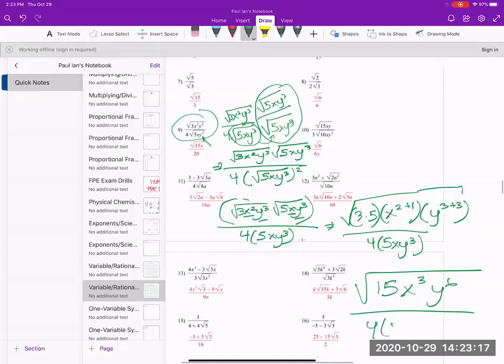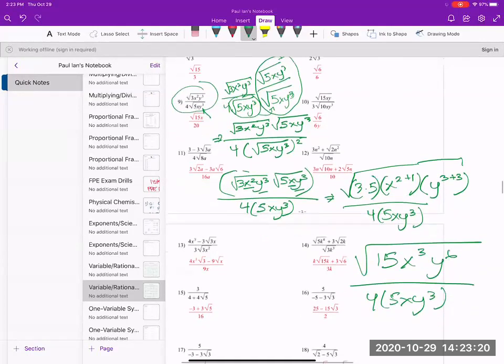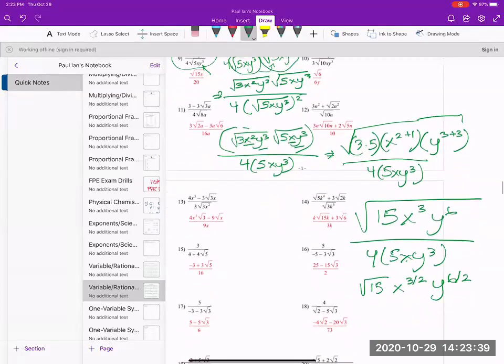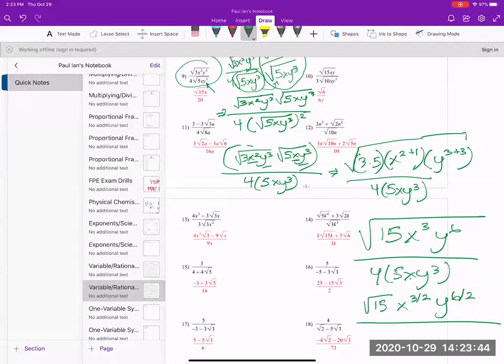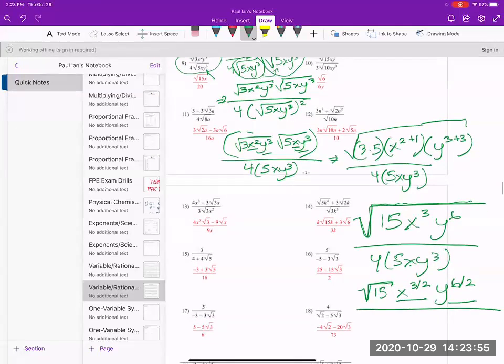And then 4 times 5xy cubed. This right here, you minus it with this one. So that's going to be root 15, and then you have x to the 3 halves, y to the 6 halves. Do you know what I'm doing right here? So you have this radical, right? Yeah. I just split it because it's easier for me to see them in their separate, fractional exponent form.